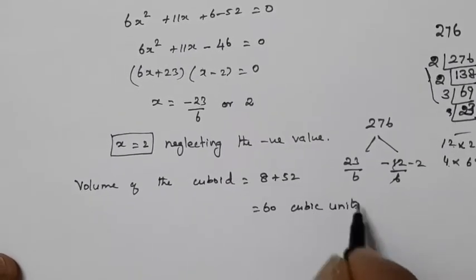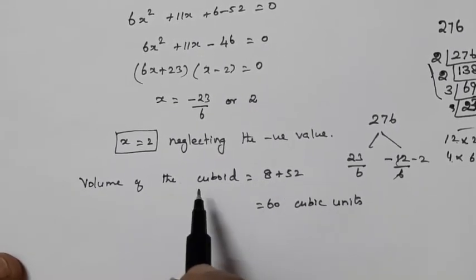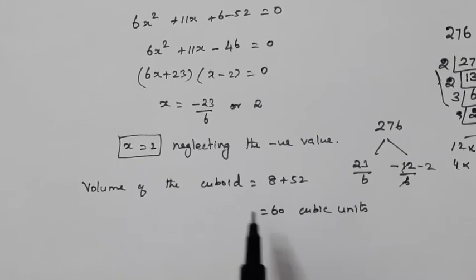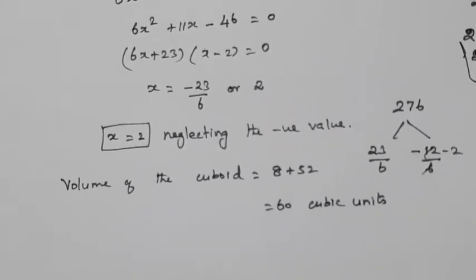Okay. In your book it has been given as 8, that is, the volume of the cube is given instead of the volume of the cuboid. So, take it as 60 cubic units as the correct answer, right?